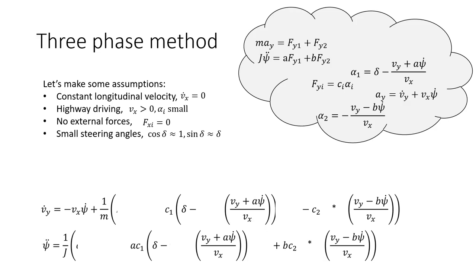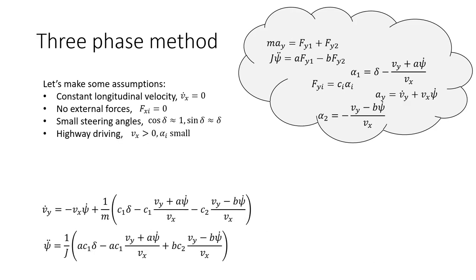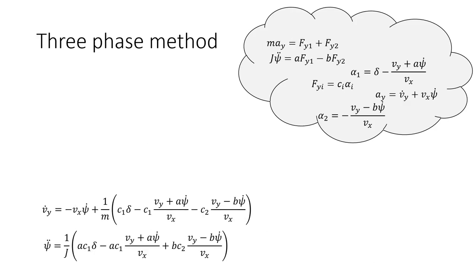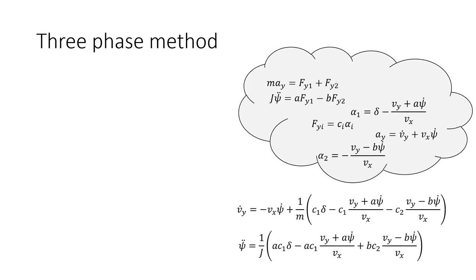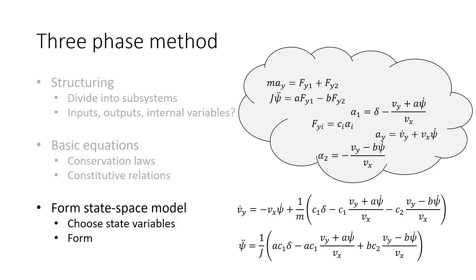If we compactify the model equations, it will look something like this. So, these assumptions have now given us a linear model of the lateral dynamics of the vehicle. It should be noted that the longitudinal velocity is a parameter in this model, and it enters the model both linearly and non-linearly. So, using the three-phase method, we end up with this model.